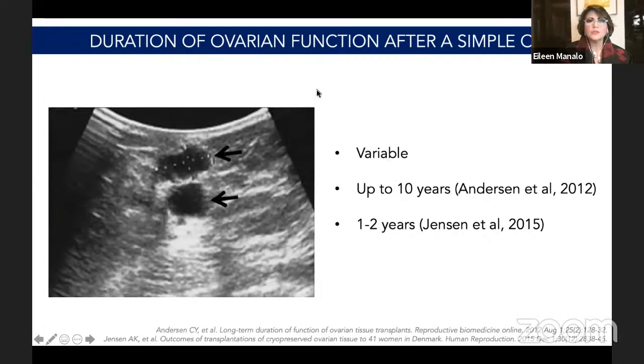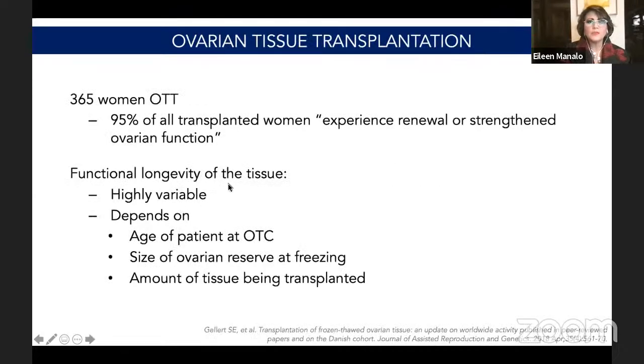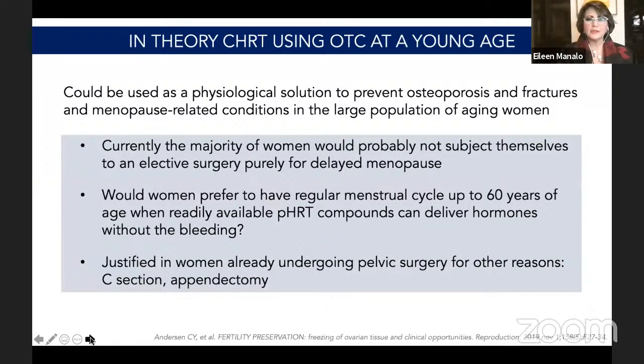This talks about the duration of ovarian function. According to Klaus Eding Anderson, it can be as long as 10 years, but according to Jensen, it can be as short as 1 to 2 years. So the functional longevity of the tissue is highly variable, and it will depend on the age of the patient at the time of the OTC, the size of the ovarian reserve at freezing, and the amount of tissue being transplanted, which is why the tendency now is to use the entire ovary rather than just bits of ovarian tissue biopsied. So in theory, we're actually talking about cell-based or tissue-based HRT.